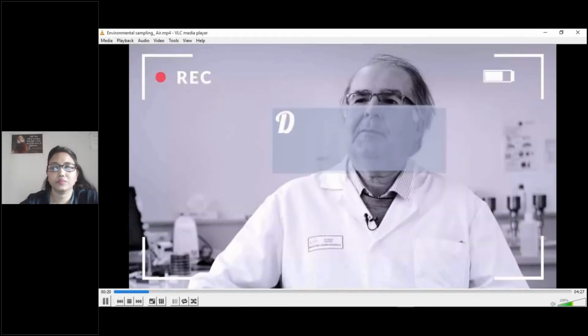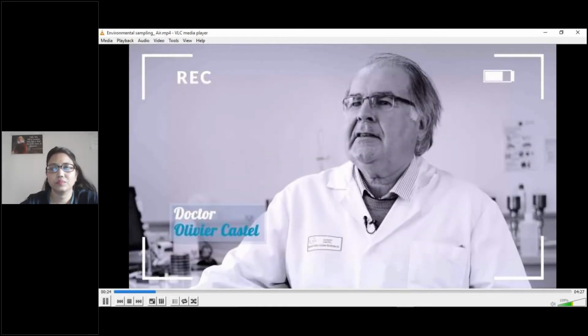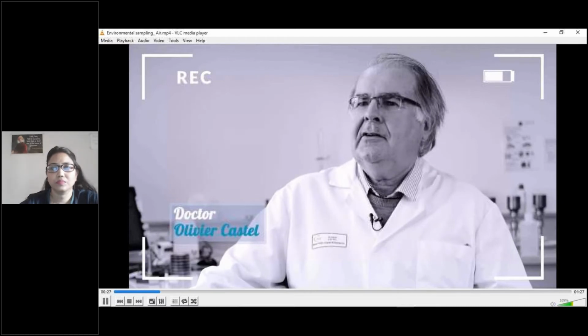Two sampling techniques are used to search for particles or microorganisms in the air: particle count and aerobiocontamination measurement.